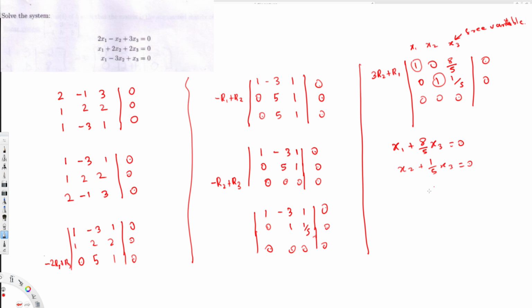Now I have to bring this into terms of the free variable. So x1 is going to be equal to minus 8 over 5 x3, and x2 is going to be equal to minus 1 over 5 x3, and x3 is going to be itself because it's a free variable. Now we have to arrange it in this form. So it's going to be minus 8 over 5 x3, comma, minus 1 over 5 x3, and x3 is going to be itself, just x3. That's my final answer, and this is the solution for this system.